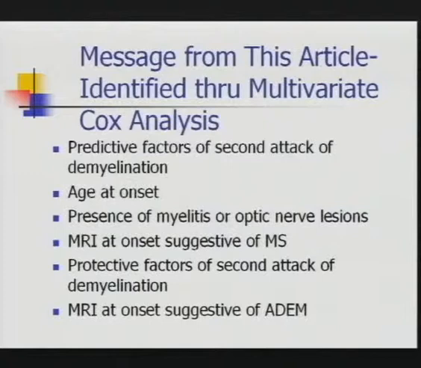So predictive factors of a second attack of demyelination, I think we've already talked about, and these are all suggestive of pediatric multiple sclerosis: an older age of onset, the presence of myelitis or optic nerve lesions, and an MRI that's suggestive of MS at onset, versus those that would predict that you wouldn't have a second attack of demyelination, the suggestion that you have monophasic ADEM on the initial MRI.